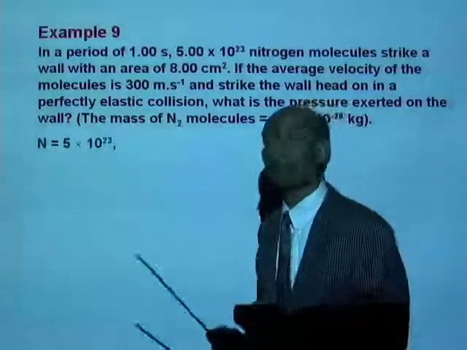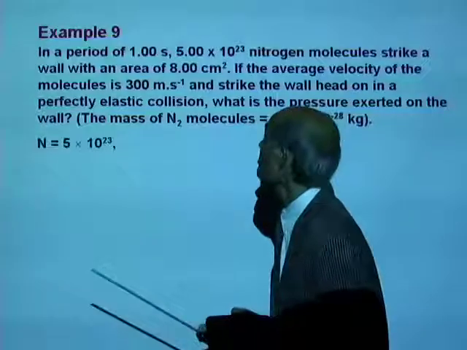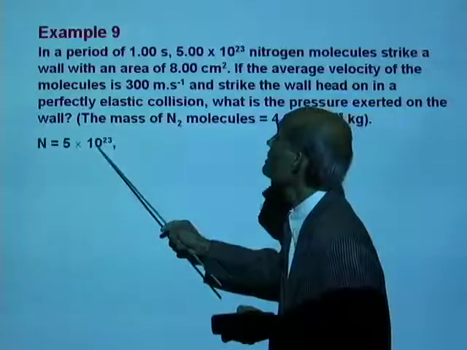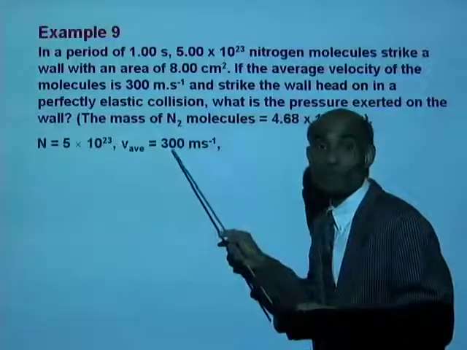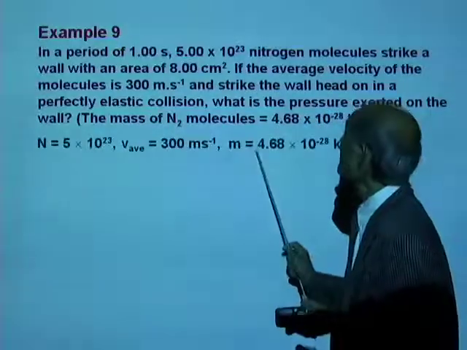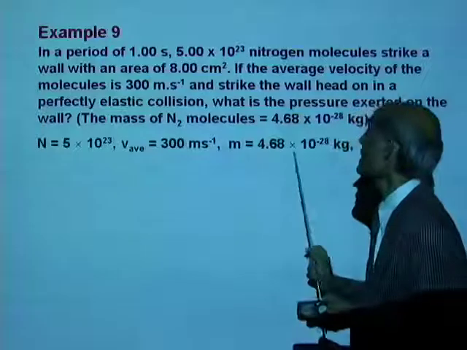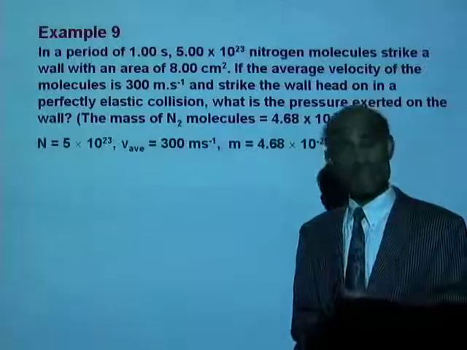Alright, let's pick the values that are given. The total number of molecules is given to us, 5 times 10 to the 23. The average velocity of a molecule is given to us, 300 meters per second. The mass of a molecule is given to us, that is 4.68 times 10 to the negative 28 kilogram.